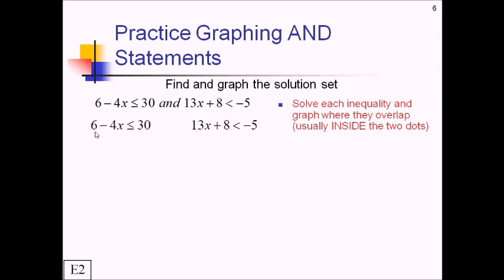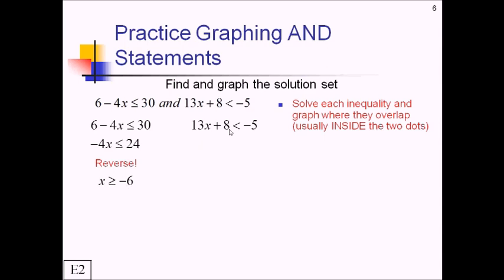Okay, so over here on the left, we can subtract 6. That'll be 24 on the right side. And then we'll divide by negative 4. That'll be x. We have to reverse because we're dividing by a negative, so x greater than or equal to negative 6.